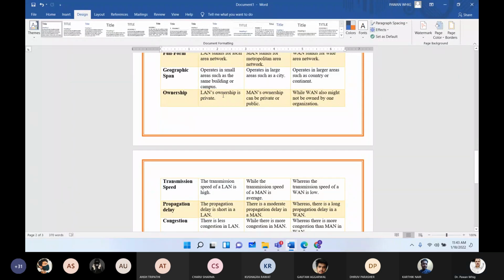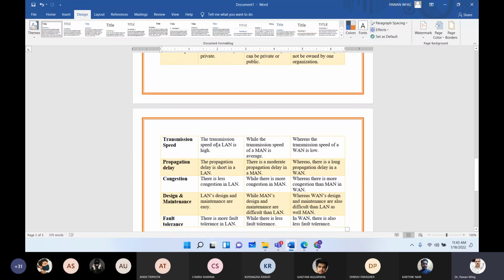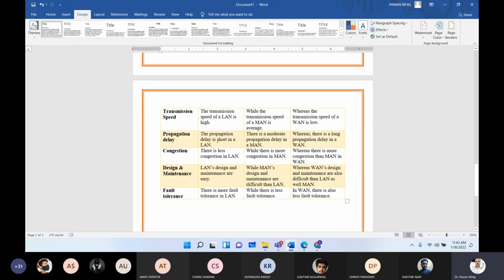If we talk about ownership, LAN ownership is private, while MAN and WAN are public, might not be owned by one organization, and are handled by the government. And transmission speed is high in LAN because it is confined to a small area. So LAN is very high, MAN is average, and WAN is slow compared to LAN. These words average and low are used here compared to the LAN. Propagation delay is the delay for a signal to travel. So propagation delay is short in LAN because all the computers are placed very near. So there is no delay, but here there is a moderate delay, and here the propagation delay is long. These long and moderate are compared with LAN.